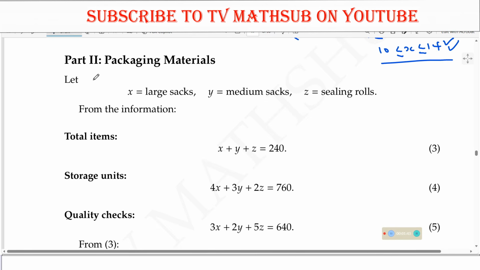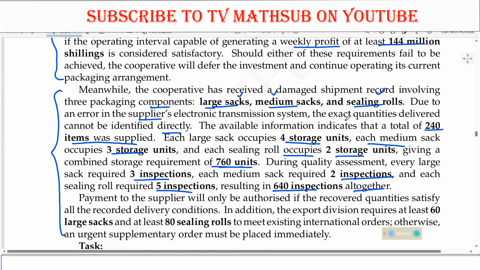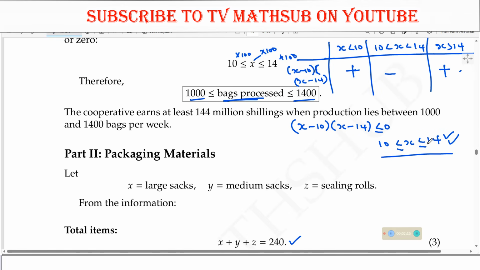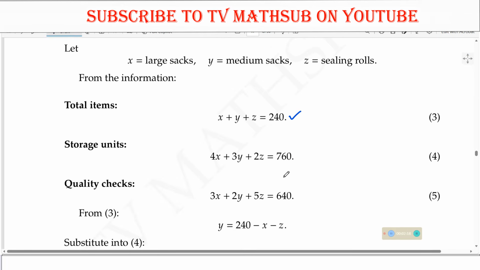So we are letting X represent large sacks, Y represent medium sacks, and Z represent ceiling rolls. We are told that altogether there were 240 items. So altogether, large sacks plus medium sacks plus ceiling rolls give us a total of 240, and that will be our equation. We are now calling it equation number 3 because we have already used equations 1 and 2. For storage units, we shall call this one equation number 4.